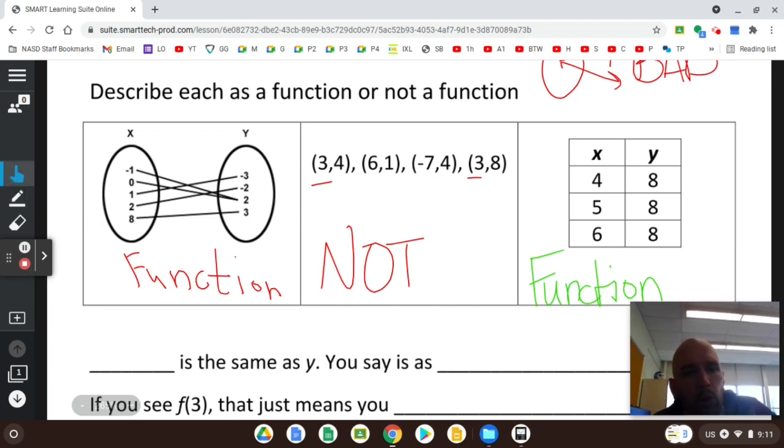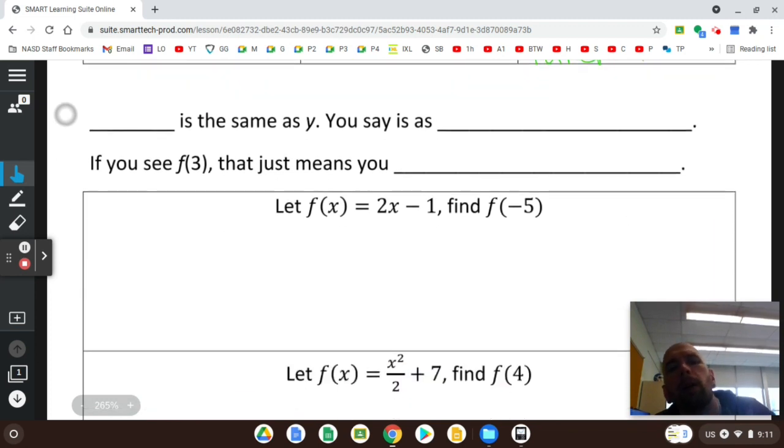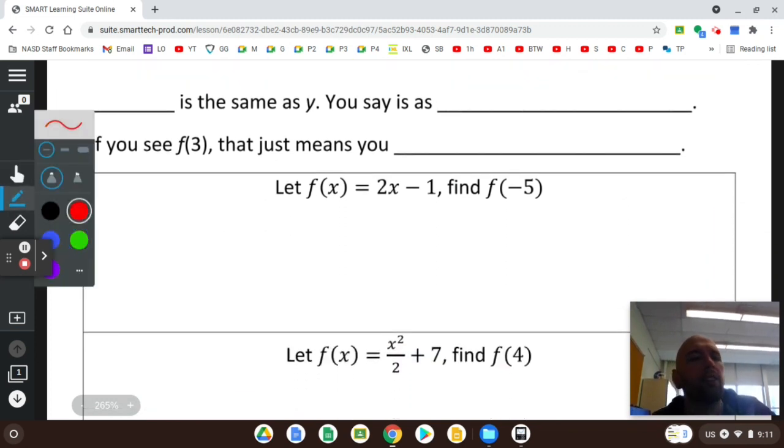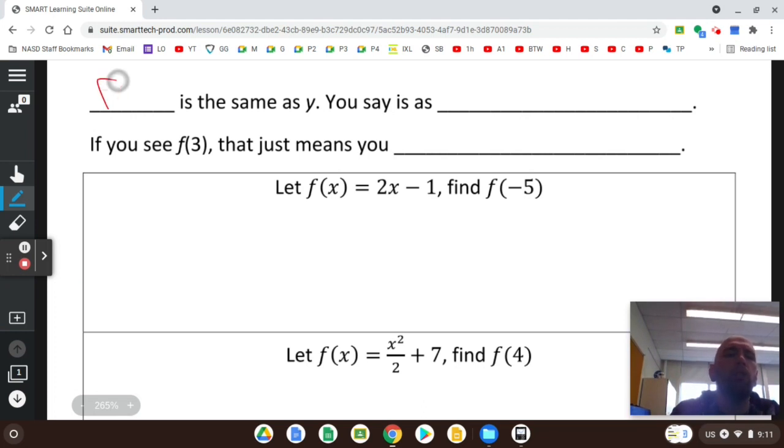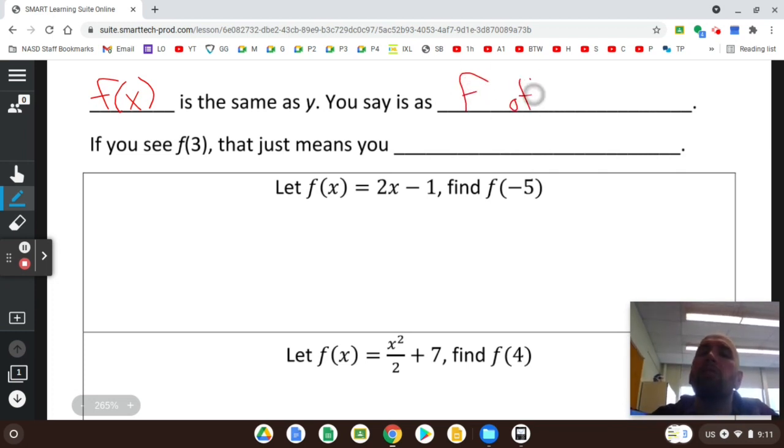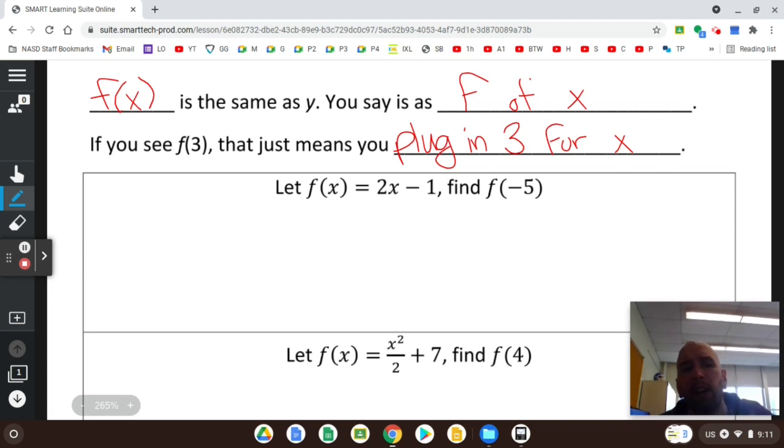All right. New concept. If you see something like this, this is called function notation. F parentheses x. That is not f times x. You say it as f of x. And all that means is we care about x, and this is the function where we care about x. That's all it means. If you see f of 3, that just means you plug in 3 for every x. So that's not f times 3, that's f of 3.